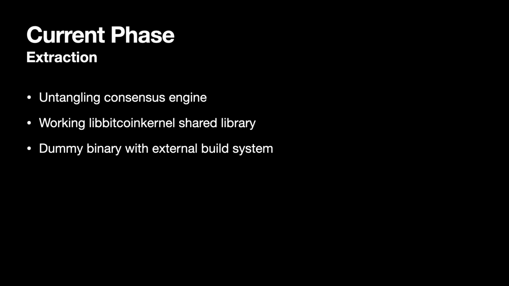Okay, so let's talk logistics. Right now, I'm in the middle of completing a candidate branch of the extraction phase, which will yield a libbitcoinkernel that has an API that's very Bitcoin Core specific, but is usable by an external C++ project. This phase will also include a dummy binary, which uses this library and sort of exercises our consensus engine a bit just to prove out that it works.